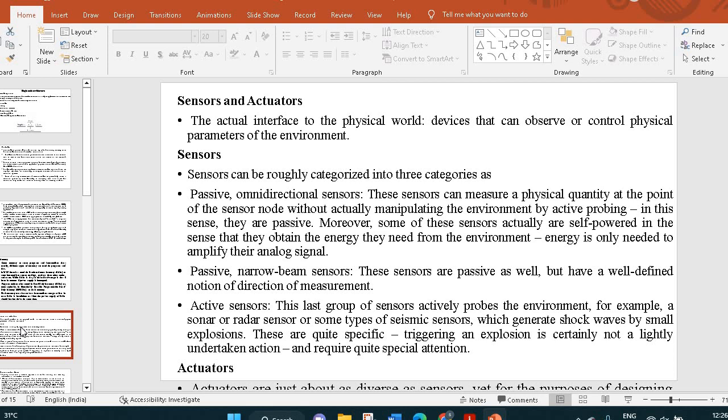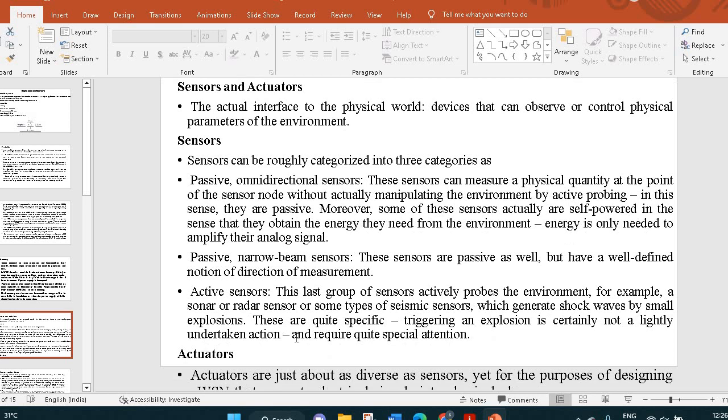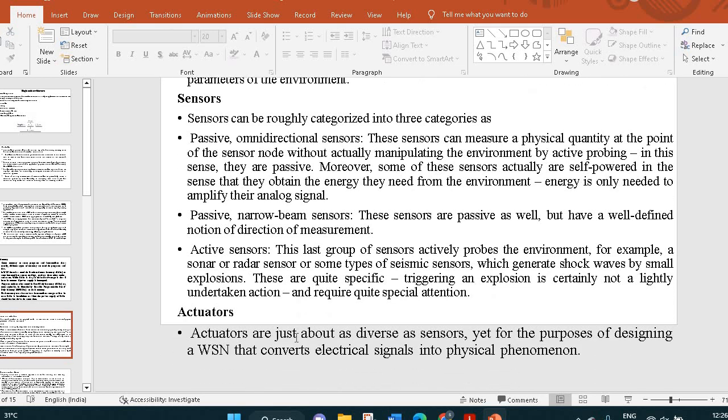And sensors and actuators, the actual interface to the physical world, devices that can observe or control physical parameters of the environment. Sensors can be roughly categorized into 3 categories: passive omnidirectional sensors, passive narrow beam sensors, and active sensors. Coming to actuators, actuators are just about as diverse as sensors, yet for the purpose of designing a WSN they are devices that convert electrical signals into physical phenomena.